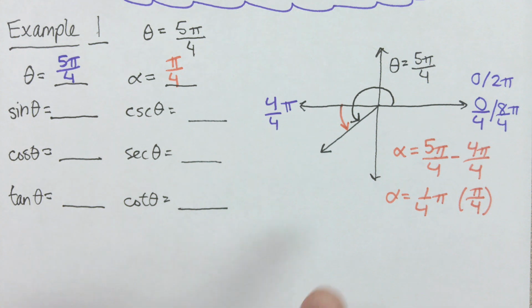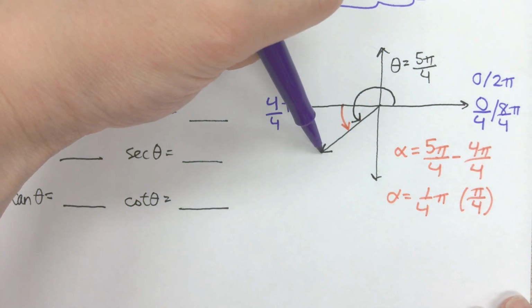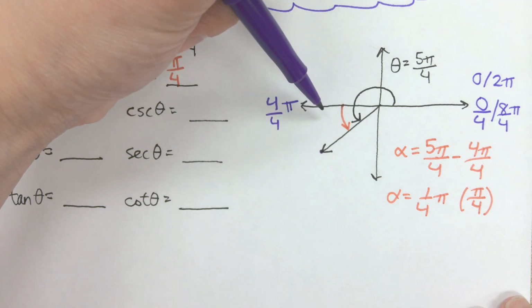When we're working inside of the triangle we're about to draw, that's when we're going to switch it over to degrees, because triangles, their angles are always in degrees. Let's create our triangle. We go from the arrow to the x-axis.